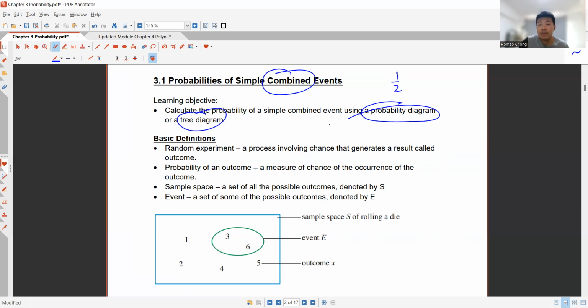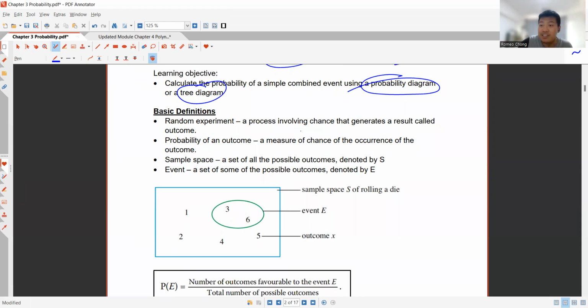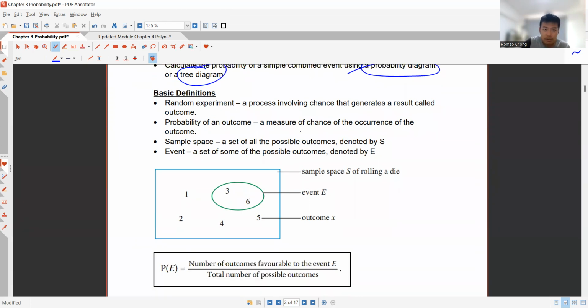But sometimes the question might ask you to draw, especially in question A. So there are some things that you need to know. A random experiment means that every time you pick one, like say you want to pick one ball from a bag, and the bag consists of maybe 5 green balls and 4 red balls. So the possibility for you to pick a red ball in a random experiment, meaning that you randomly choose one, is called a process involving chance that generates a result called the outcome.